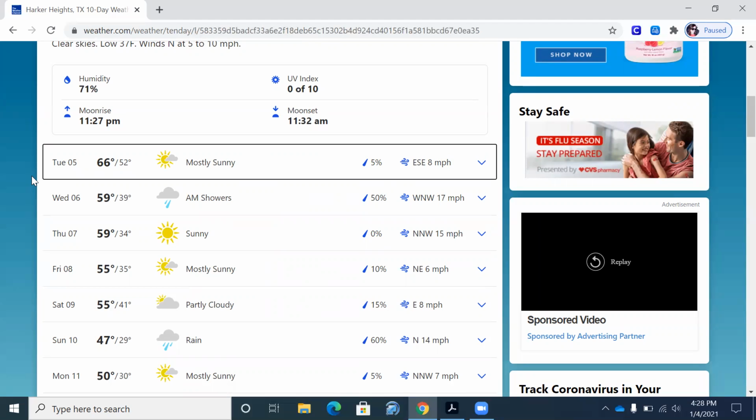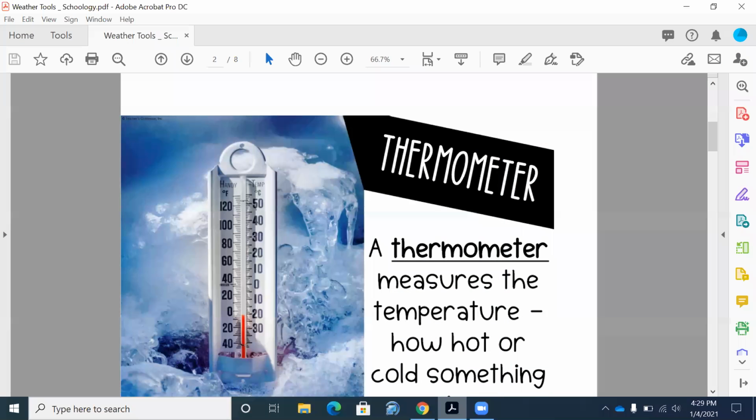Okay, so that is what you're going to be doing for your assignment. But before we continue and you go off and do that on your own, I am just going to briefly go over with you some weather tools. You do have a copy of this in Schoology for you to keep at home, or to write down in your notebooks to help you study whenever we have a quiz or a test.